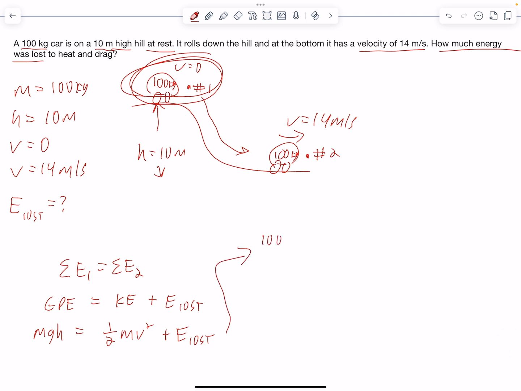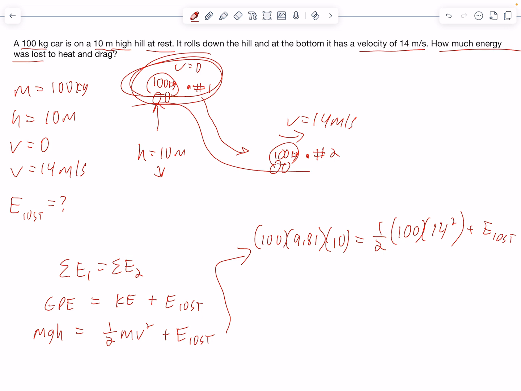All right, let's plug some numbers in. We would have 100 times gravity times height equals 1/2 mass v squared plus energy lost. So I do see 100 in 2 terms, but I don't know if the 100 is in the energy lost. I don't know if that mass is in the energy lost. Most likely not. So I can't cancel 100 because the 100 is not in every term. But I can multiply these out.